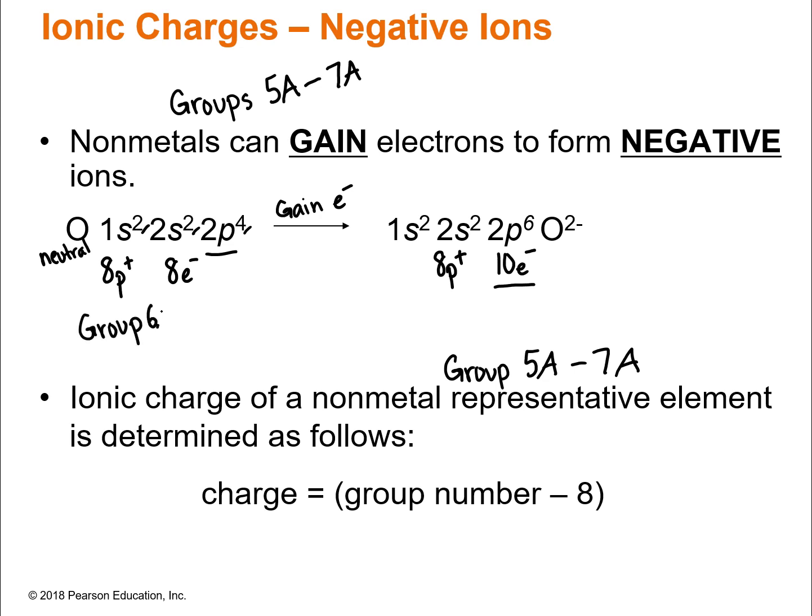Oxygen is in group 6A. So to figure out the charge without writing out the electron configurations, we can say that our charge is going to be equal to the group number, which, remember, it has to have an A after it. That number is 6. You subtract 8, and that gives you -2. So all the elements that are non-metals in group 6A have a -2 charge.